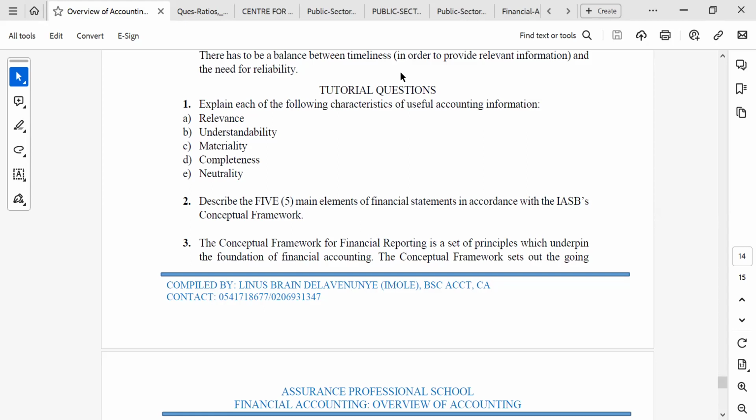Okay, Senior Edwin, do you have something for us? Okay, so with neutrality, I think that financial information should be made without being biased in your processes. The information shouldn't be manipulated in a way that will favor a group or influence a decision and affect another group. Okay. All right. Thank you.